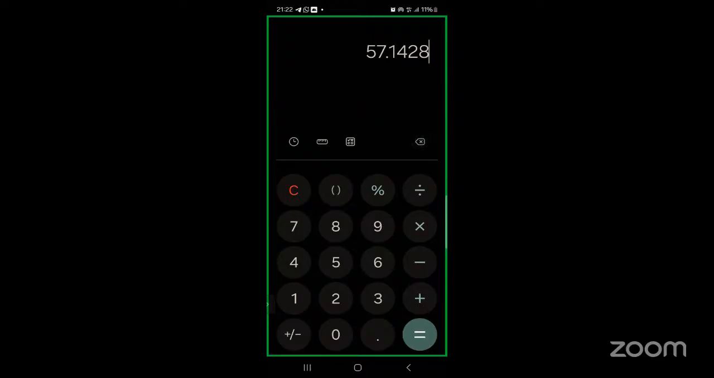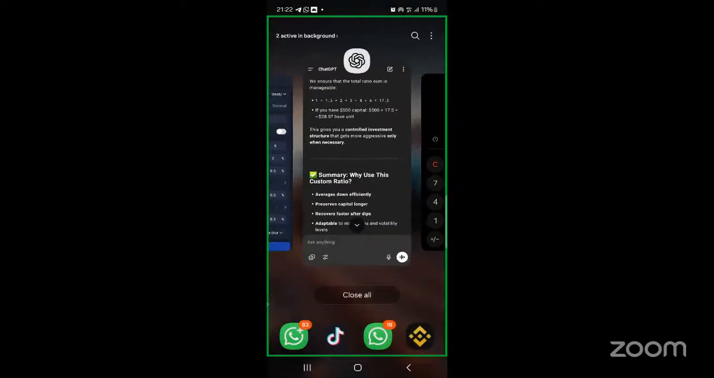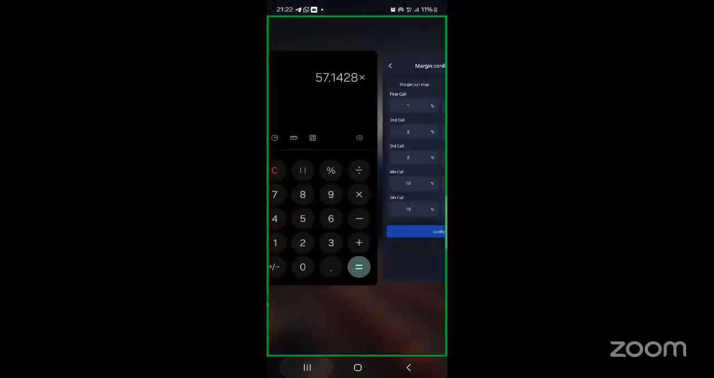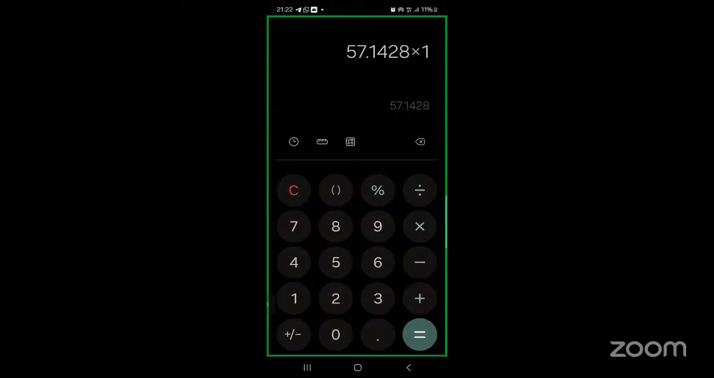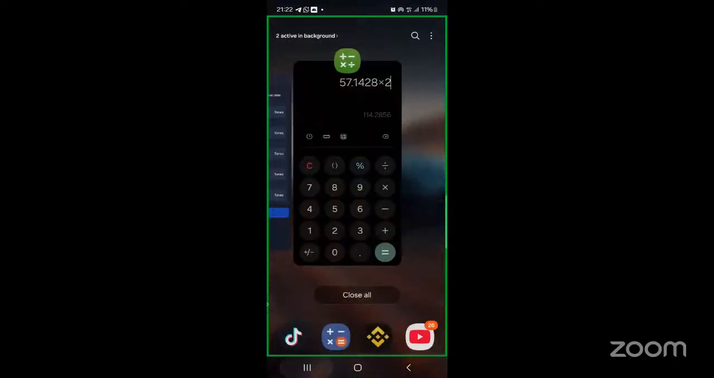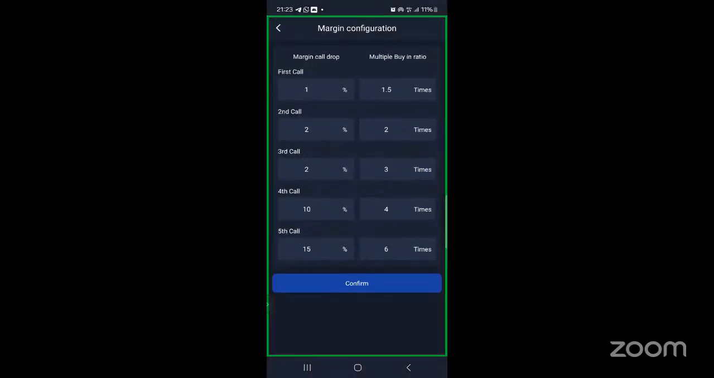$57. If the robot buys the second position, it places the second order. Order number 2, you add in how much? $85. Order number 3, $114. You are in business. Serious business.